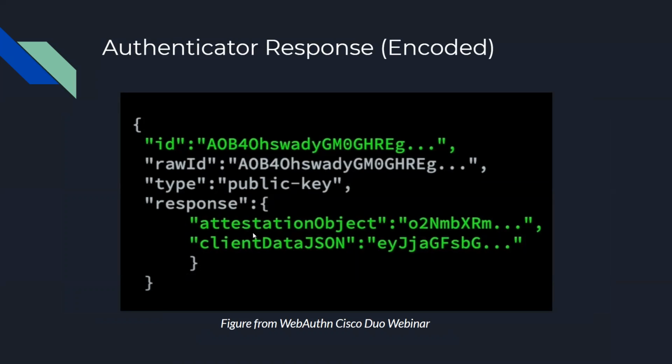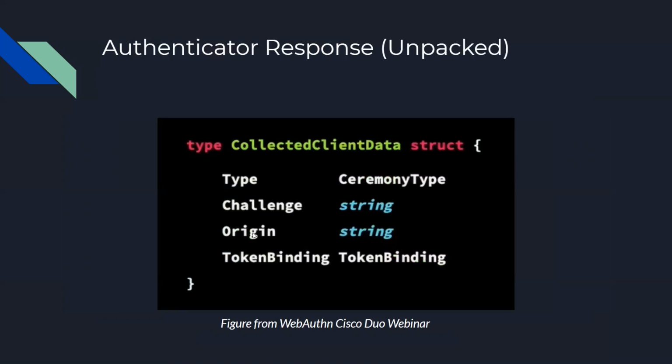So now this is again encoded. So on the server side, we will unpack it. And the important parameters of this, as we saw, are the challenge and the origin. The origin is a very important part in that. So for example, if WebAuthn is getting executed from HTTPS google.com, then google.com is the origin.